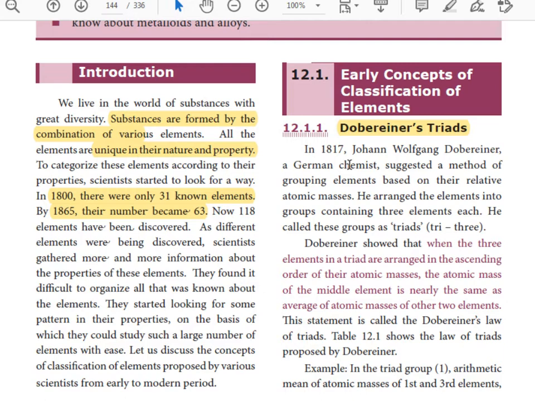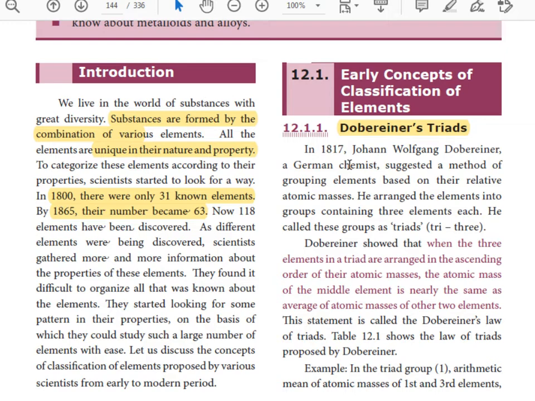based on their atomic masses. Döbereiner is the first scientist to classify the elements based on their atomic masses. He arranged the elements into groups containing 3 elements each. Tri means 3, that's why the groups are called triads. Each group contains 3 elements, so it is called a triad. Nowadays we call it Döbereiner's triads.